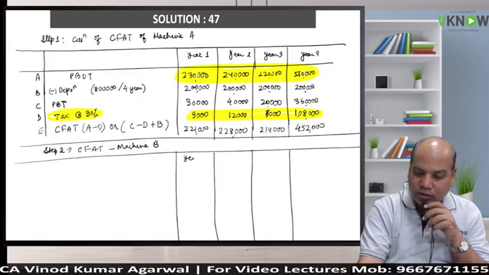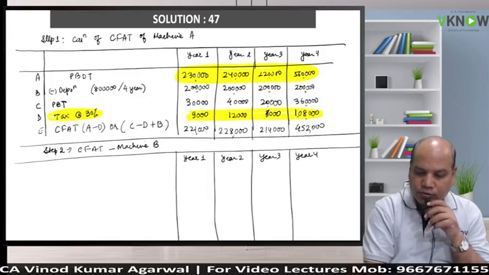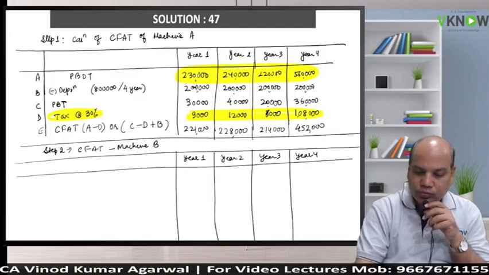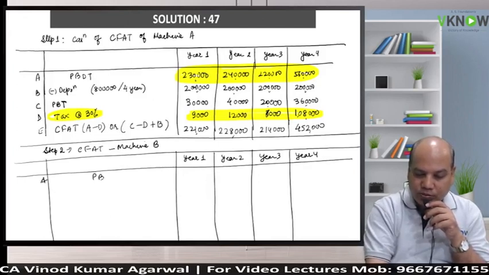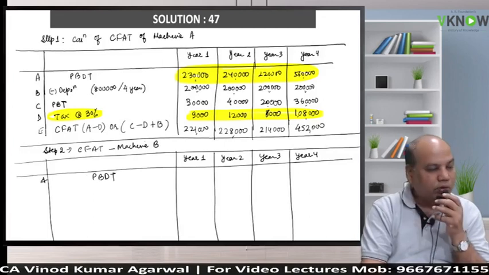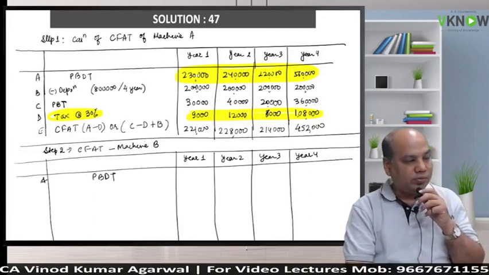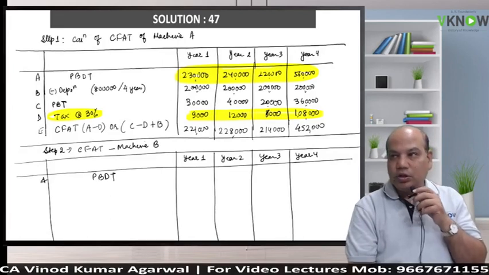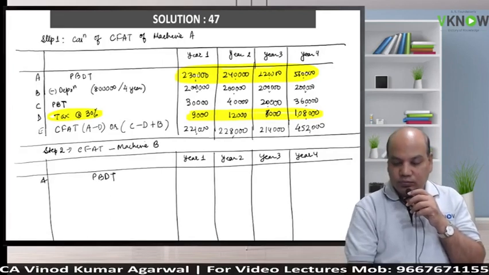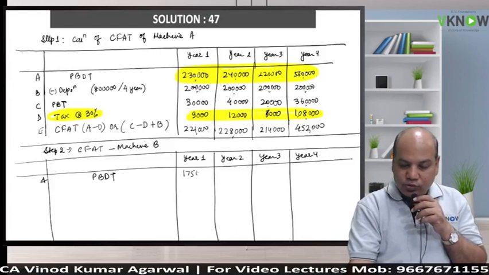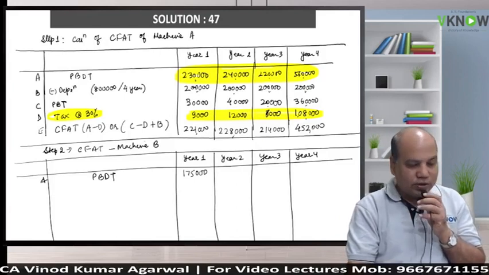Write down year 1, year 2, year 3, year 4. So start with first point A, PBDT. How much is PBDT for machine B? Anybody? First year PBDT. 1,75,000. 1.6 lakh. I don't know what he's saying.